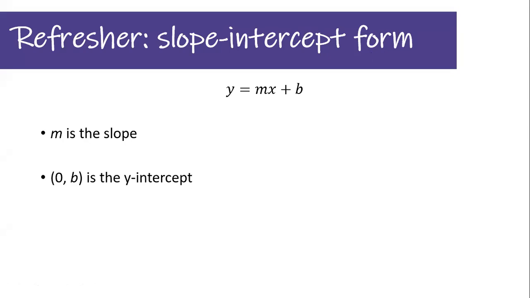Just a refresher from our last section, we can write linear equations in the form of slope-intercept, which is y equals mx plus b. Remember that in this case, m is our slope and b gives us part of the coordinates for our y-intercept. It'll always be (0, b) at the intercept.